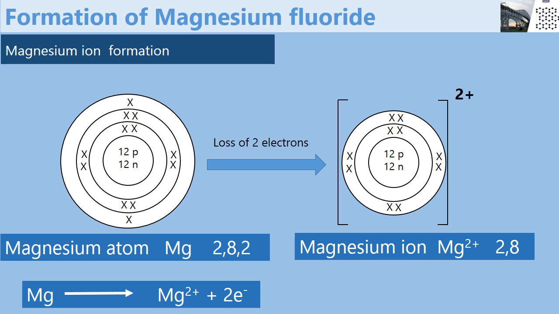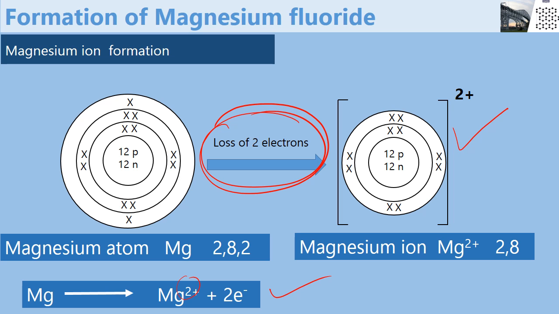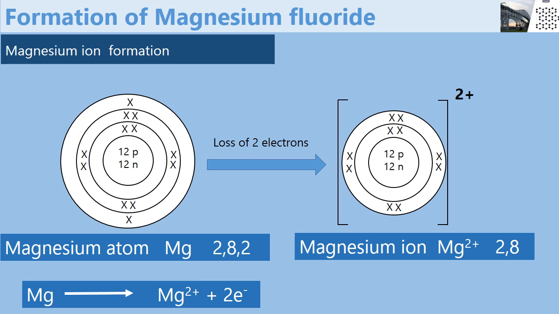Let us use another example of the formation of magnesium fluoride. We'll start with the ion formation of magnesium. Magnesium loses 2 electrons to form magnesium ion. And we have the equation here. We have the charge as 2 plus because it has lost 2 electrons. And from our memory, we can calculate the number of electrons lost and the charge of the resultant ion.